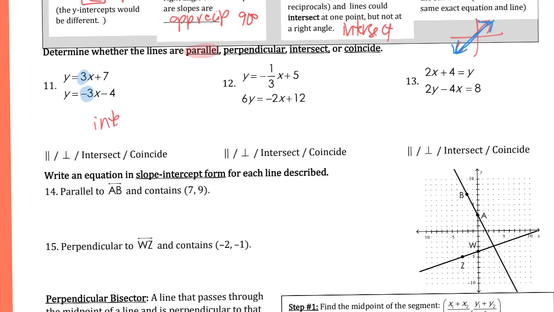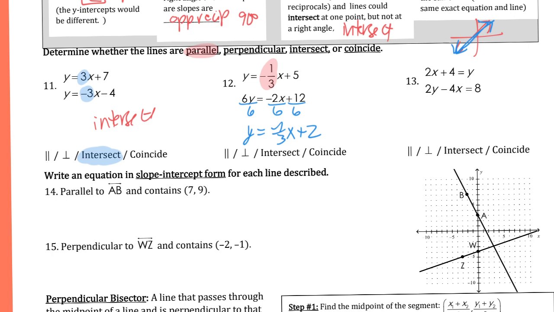The next one, the slope of the top equation is going to be negative 1/3, and you can't see the slope of the second one until you get it into slope-intercept form. So let's divide everybody by 6 to get y equals mx plus b. You get y is equal to negative 1/3 x minus 2, or plus 2, sorry. 12 divided by 6 is positive 2. So this is intersect, okay, because they have non-equivalent slopes, so they're not parallel. They don't have opposite reciprocal slopes. They don't cross at 90 degrees. They just cross each other to some extent.